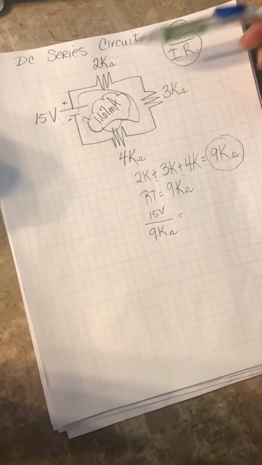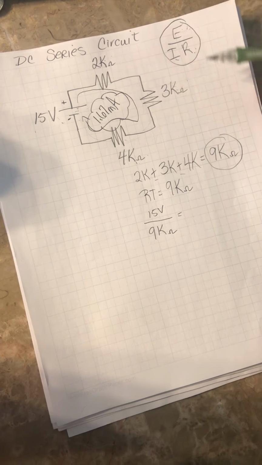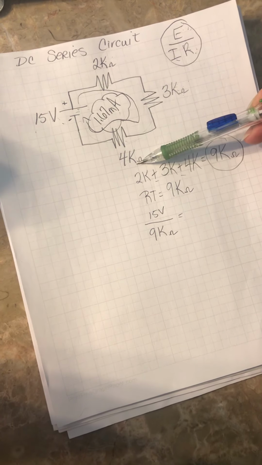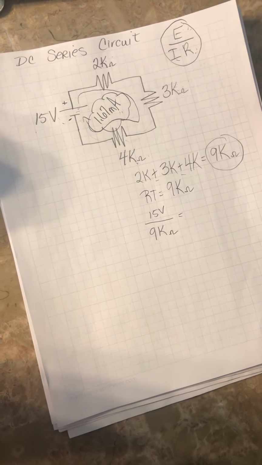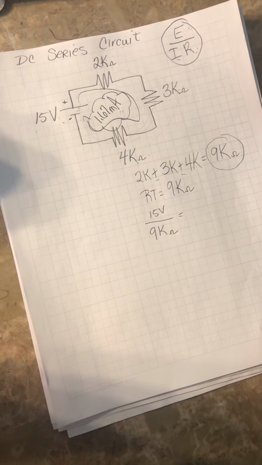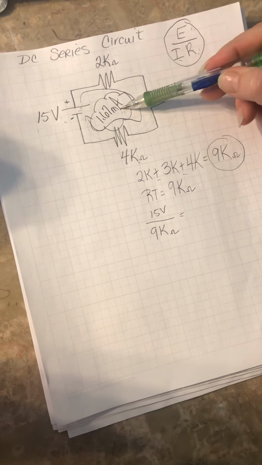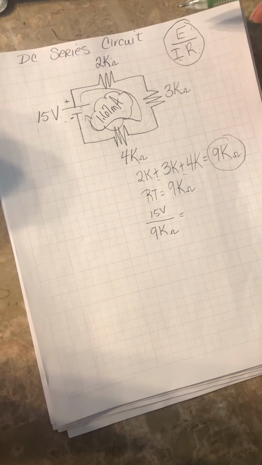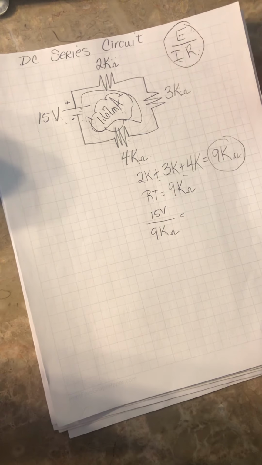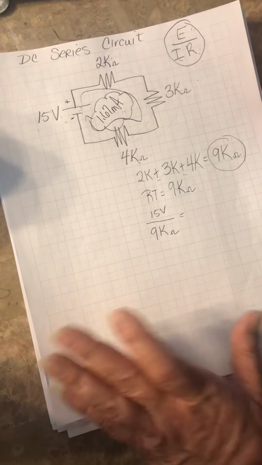So you say to yourself, well, what's the current through this 2K? 1.67 milliamps. What's the current through this? 1.67 milliamps. What's the current through this? 1.67 milliamps. So now, because current is constant in a series circuit, we want to get the voltage drops. We cover E. So it's I times R gives you E. These three voltage drops must add up to 15.